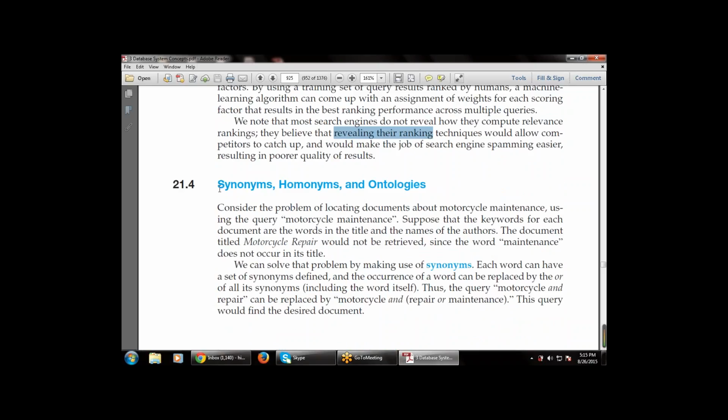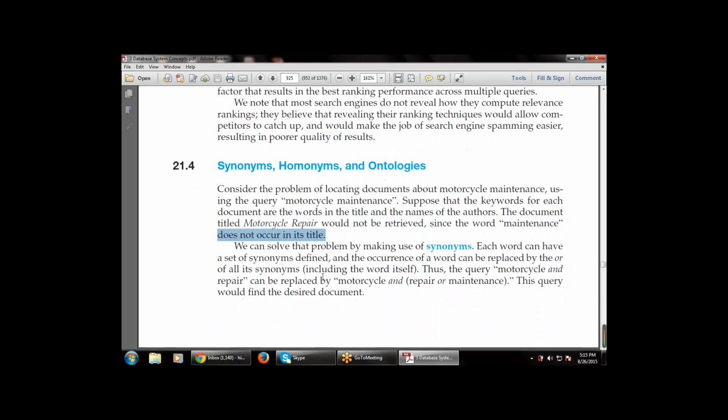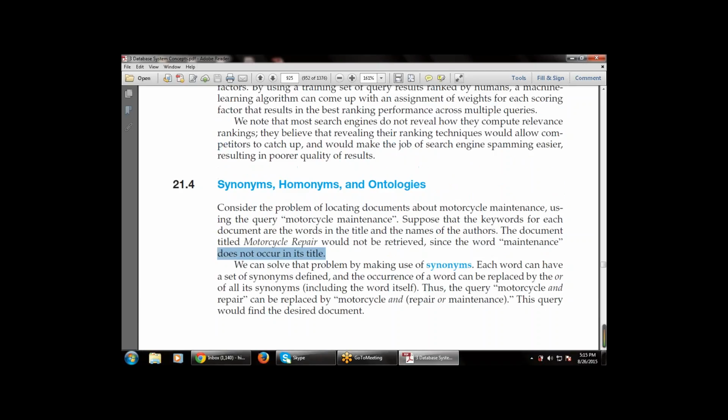Now next is synonyms, homonyms and ontologies. Synonyms are similar words, homonyms are words with the same sound or spelling, and ontologies are also used in databases. The document titled motorcycle repair would not be retrieved since the word maintenance does not occur in its title. That is the synonym problem.